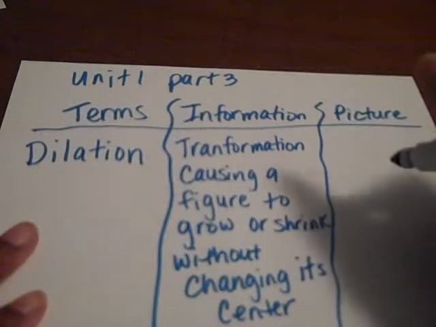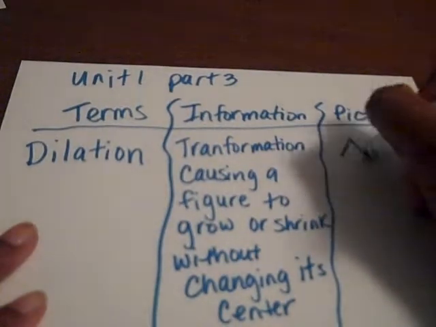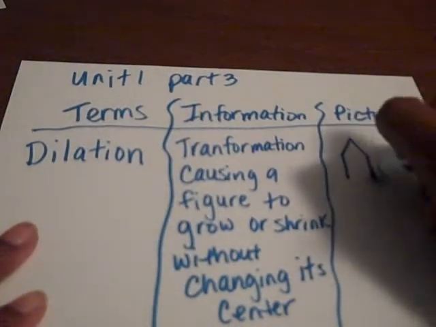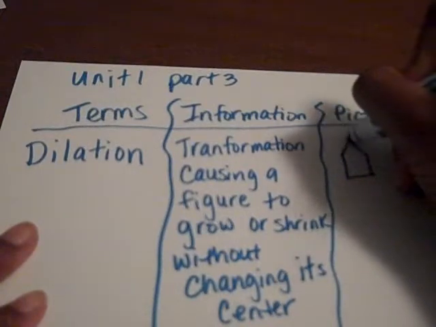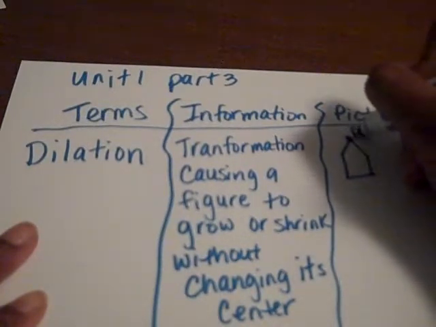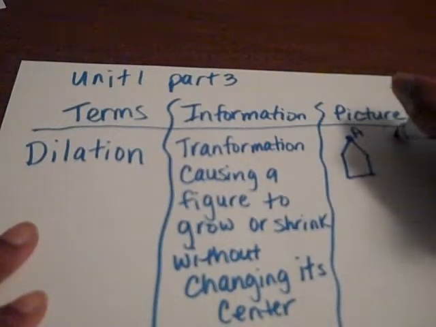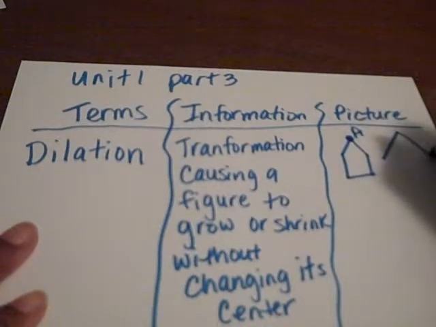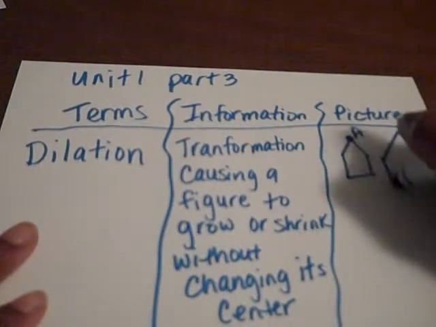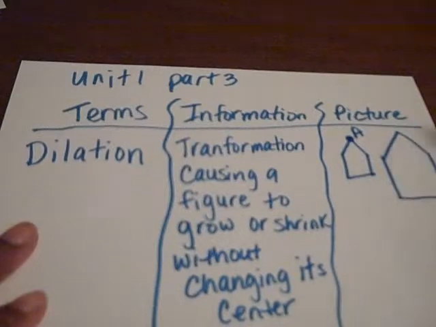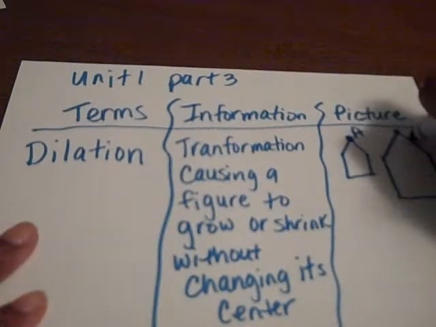The picture that represents this, remember to always label your points. So this is going to be my point A. And this figure is enlarging. It's getting bigger. And this is my A prime.